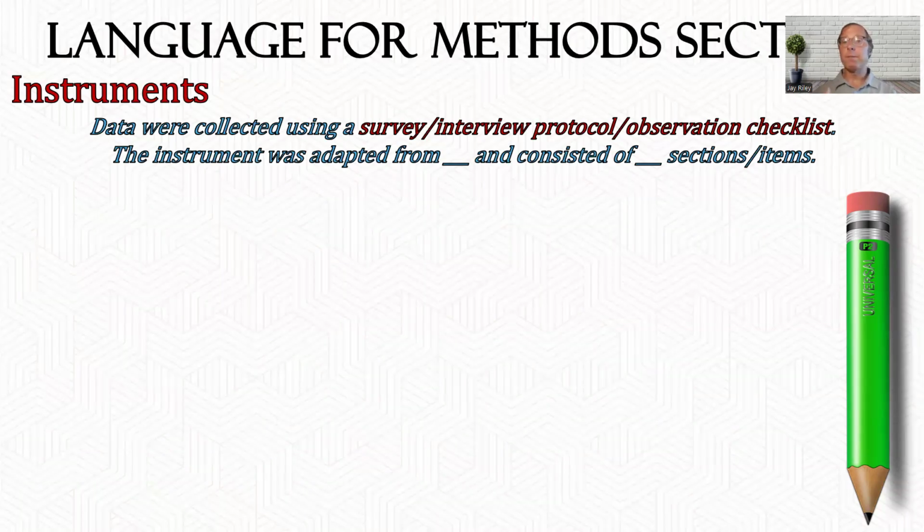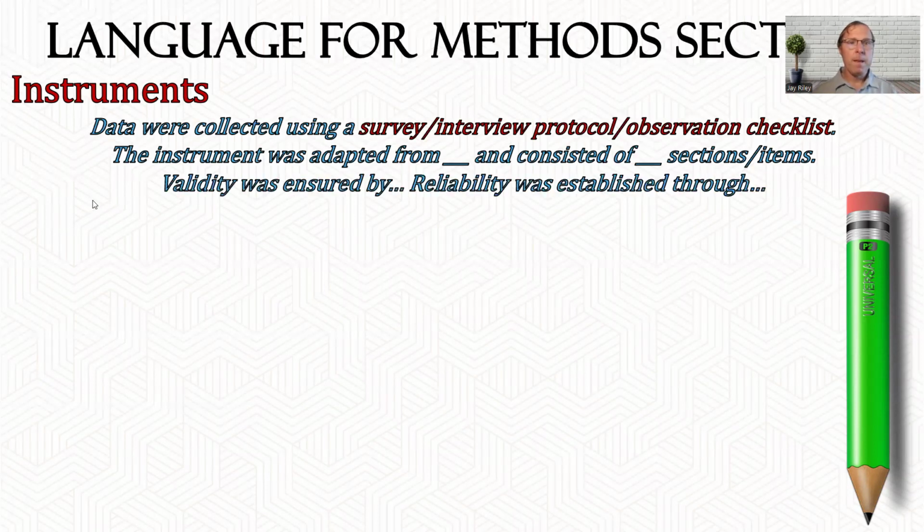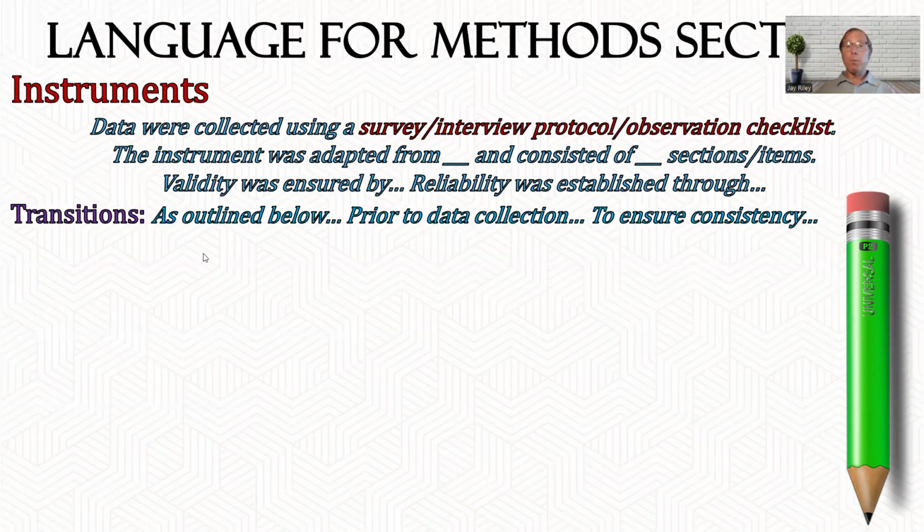It consisted of 3 sections. It consisted of 45 items. Validity and reliability, you need to speak to that. How is validity ensured? How is reliability established? As outlined below, prior to data collection, that's a great opportunity to talk about how you spoke to any ethical concerns and you received informed consent from your participants. To ensure consistency, you can say to ensure reliability, to ensure validity.